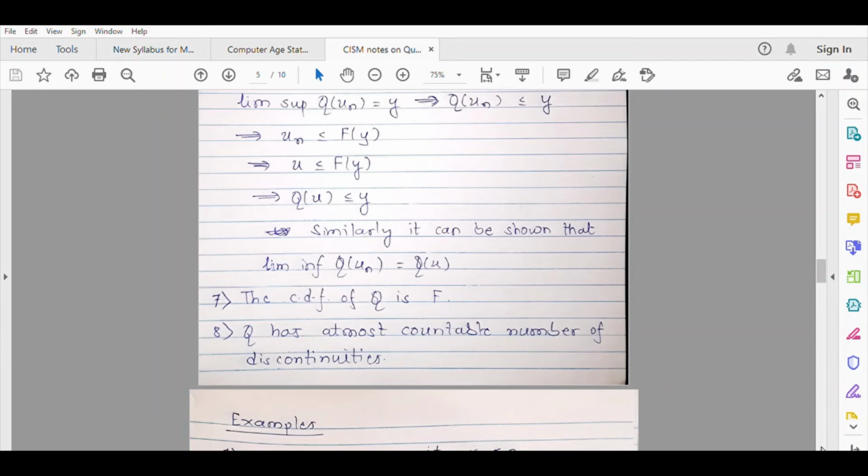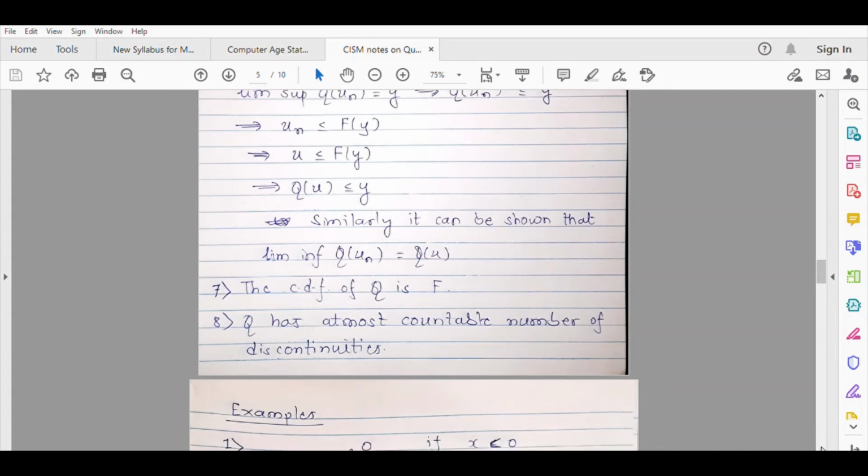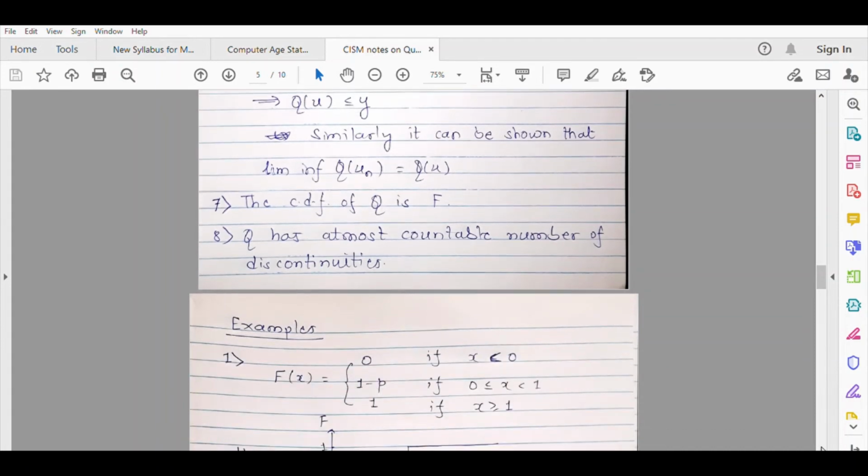So now enough about quantile functions. Most of the theory which we wanted to discuss about the quantile function is done. So now let us consider some simple examples where we are calculating the quantile function for a given cumulative distribution function. Let us see how it can be solved. So the first example, a very simple one.